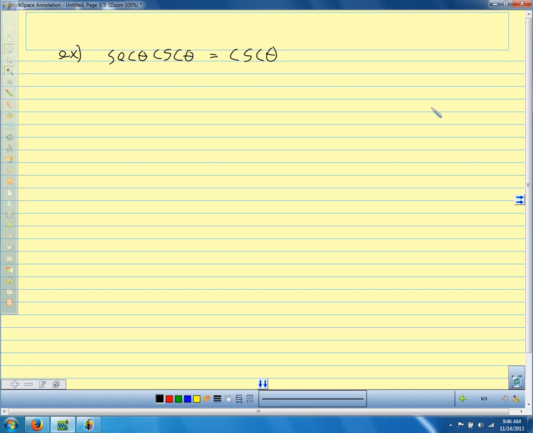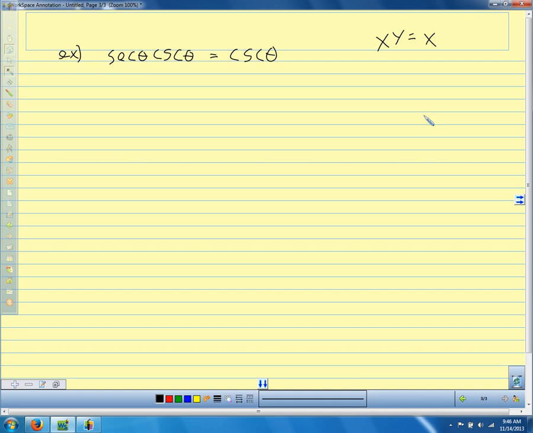So what would we do to solve this? What do you think? Okay, we could divide by cosecant. Well, let me write this. What if we had xy equals x, and we wanted to solve that? We want to subtract x. If we divide by x, what are we assuming?